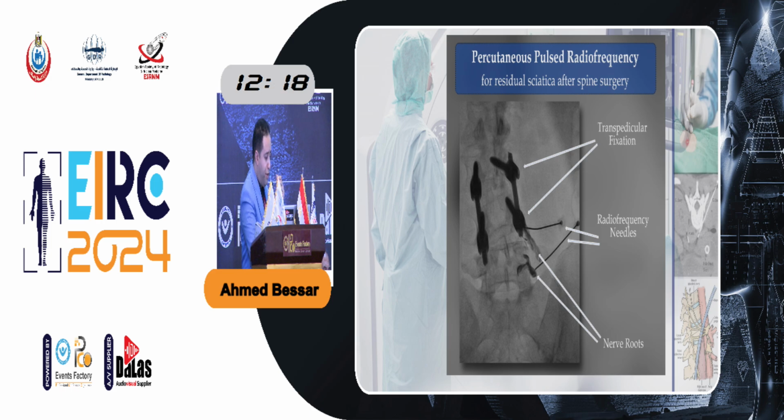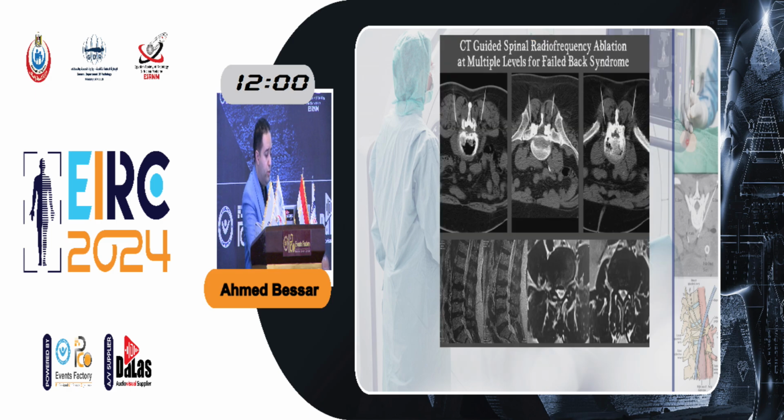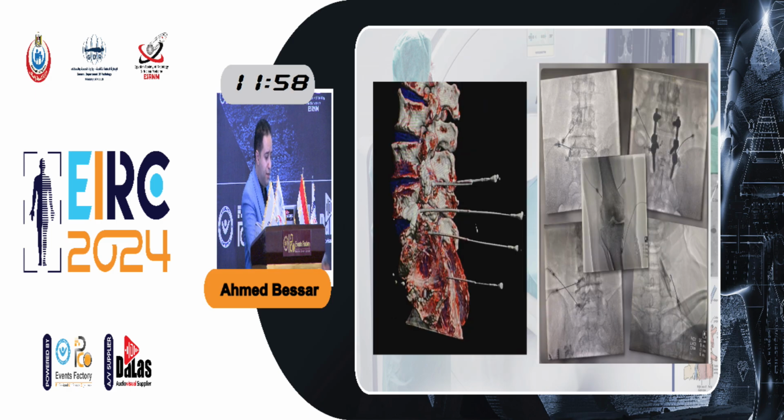This is a simple photo from one of our cases, a typical case of failed back syndrome with fixation, and with the imaging by radiofrequency needles at the nerve roots. This is the transpedicular fixation done, and these are the radiofrequency needles positioned in this place. This is a typical, normal case in our practice, and we can also do this by CT-guided approach. These are different cases for spinal pain, like facetogenic injection and knee injection.